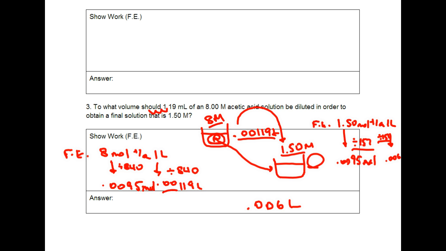So what we started out with was 0.001 liters worth, and we ended up with 0.006 liters worth. So we're starting with very little, and we're also ending with very little, but that's how much we would end up with if we went from 8 molar to 1.5 molar. And it makes sense because you're not dividing by a huge fraction, so the number of liters should stay close enough.